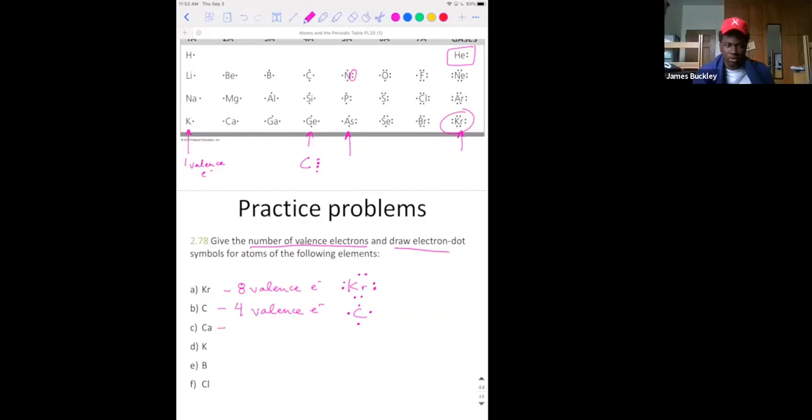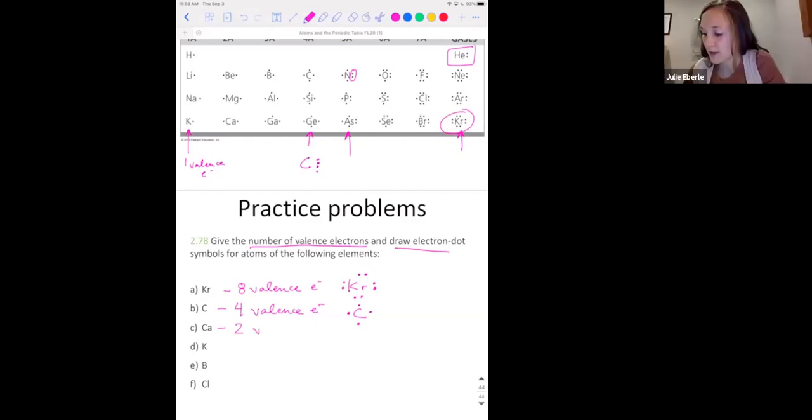Main group 2, so therefore it has 2 valence. So if we draw the picture over here, calcium, I don't care if you do it top and bottom, left and right, but just 2 dots. Okay.